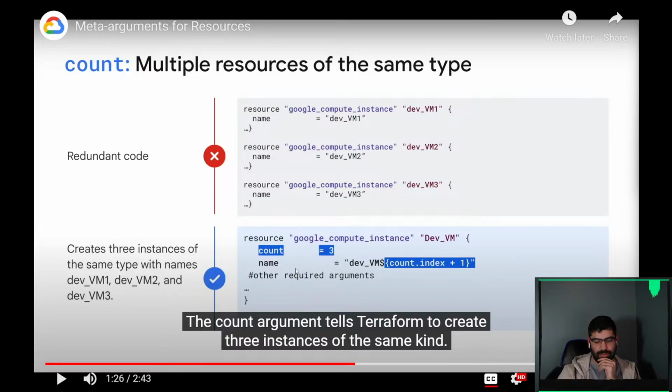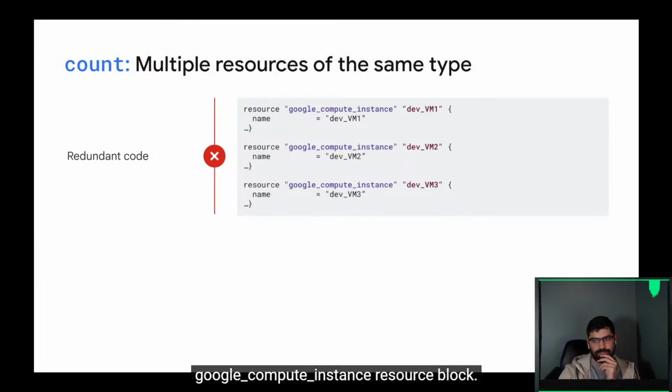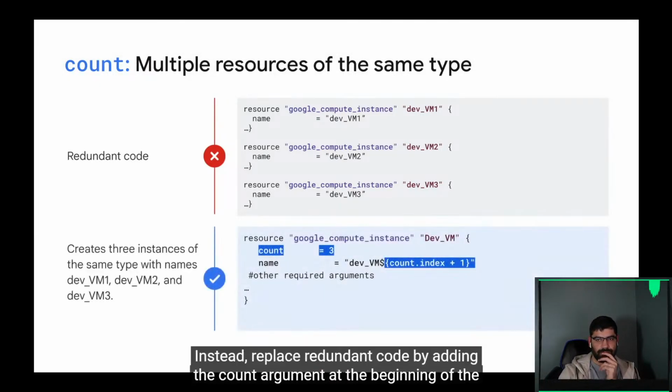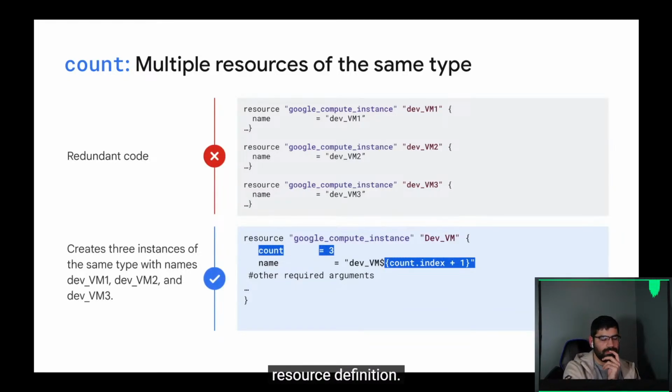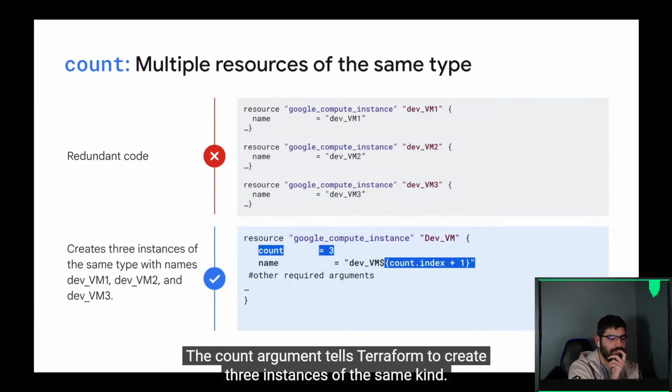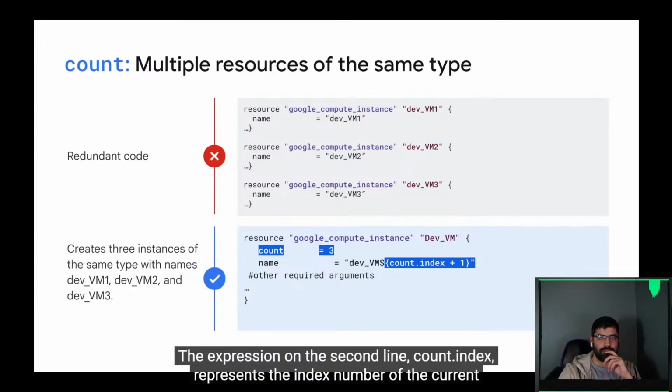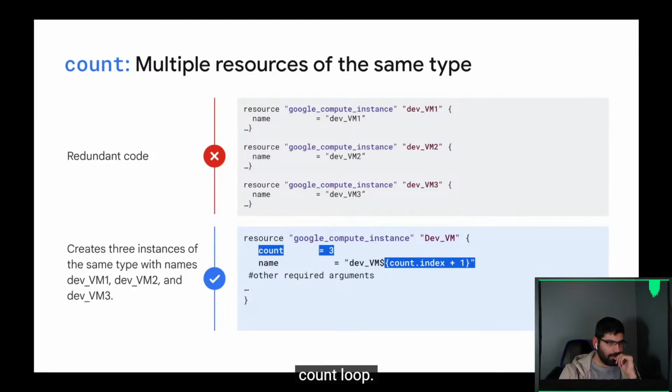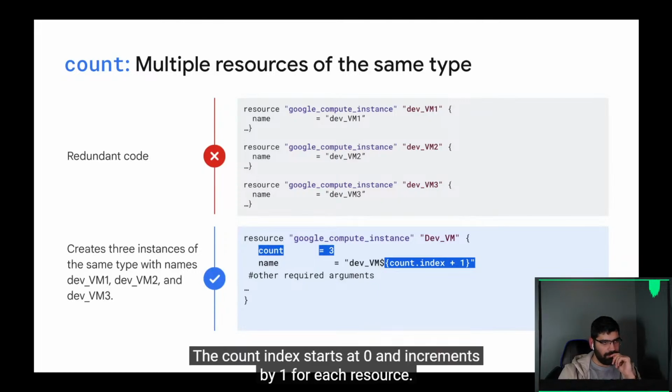Okay. Sweet. Let's go back to create 3 compute_instance resource blocks. Writing code in this way is redundant. Instead, replace the redundant code by adding the count argument at the beginning of the resource definition. The count argument tells Terraform to create 3 instances of the same kind. The expression on the second line, count.index, represents the index number of the current count loop. The count index starts at 0 and increments by 1 for each resource.